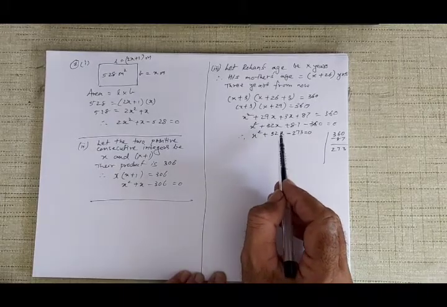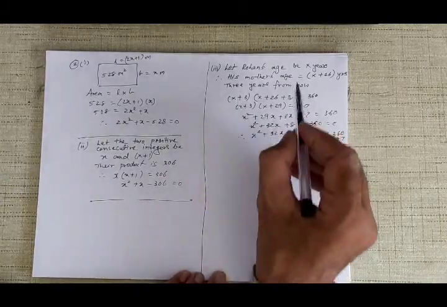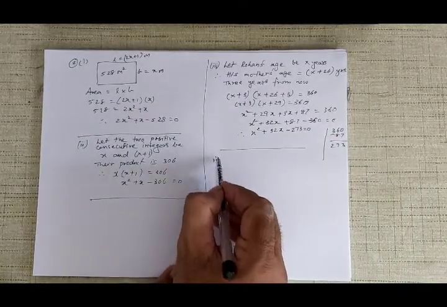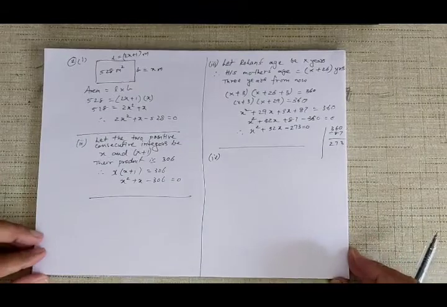So age is always positive. It cannot be negative. And then you can get Rohan's age, and his mother's age also. Alright, let's do number 4. There is one more question out here.